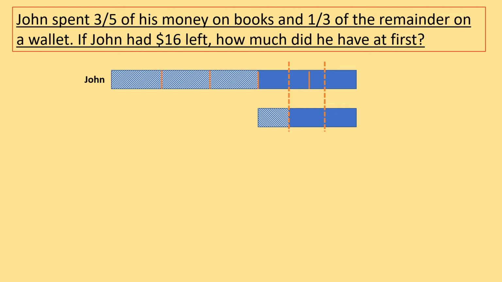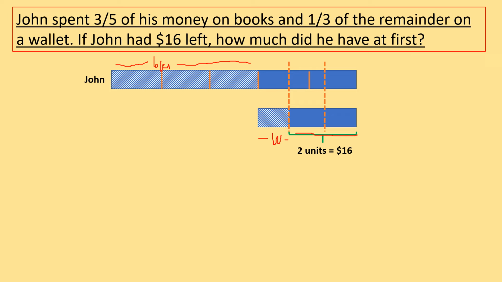Actually, if it helps, you can also write it down, that this part is books. Okay, I'm not good at writing here. And this part is wallet, just put as a W. So you know that this is books and this is wallet. And he has $16 left. So this part is actually $16, right? So if he has $16 left, how much did he have at first?